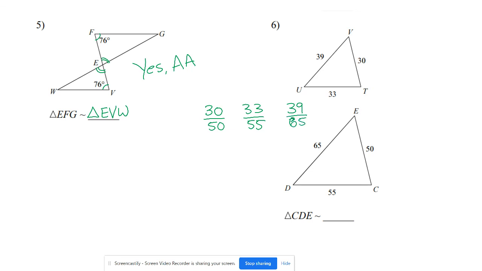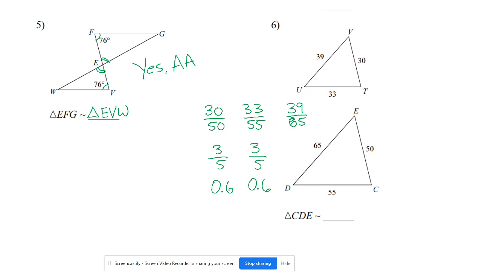So 30 and 50, I can simplify that pretty quickly. Just divide those by 10, I get 3/5. 33 and 55, same thing. I can divide them by 11 and get 3/5. 39 over 65 is a little harder to see. So there's a couple ways you could do this. One thing you could do is, once you got 3/5, just change that to a decimal. It's going to be 0.6.